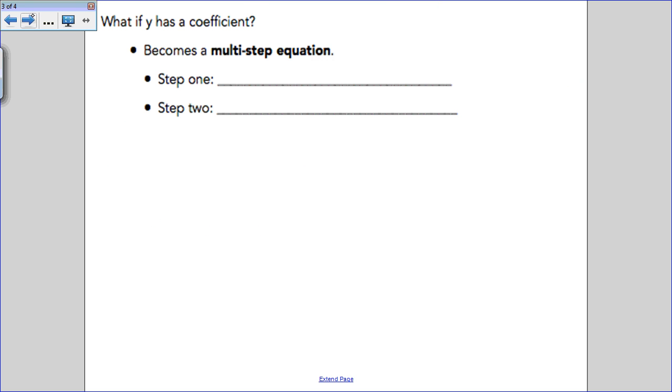Okay, so what if y has a coefficient? We've done this before. It's the same thing as our multi-step equations that we did last week. First you solve, so you have all of your y's on one side of the equal sign.